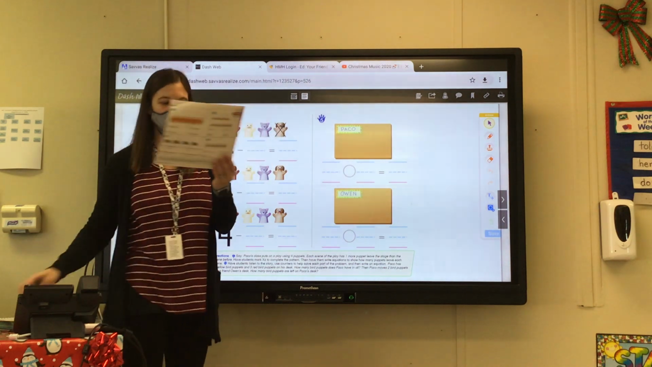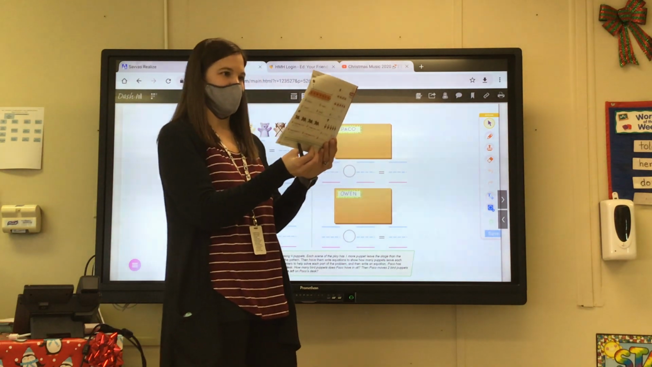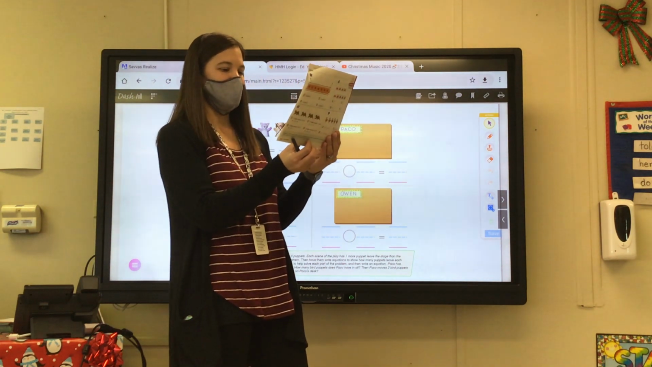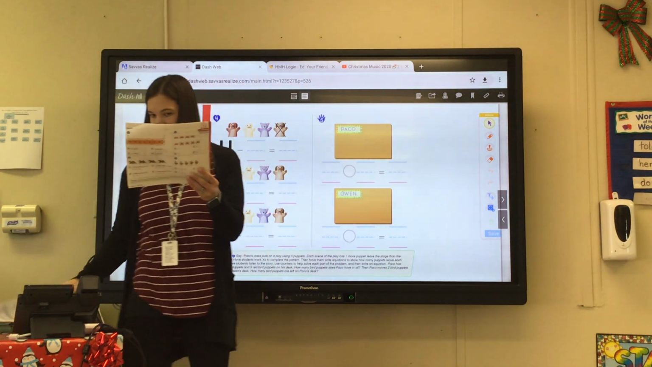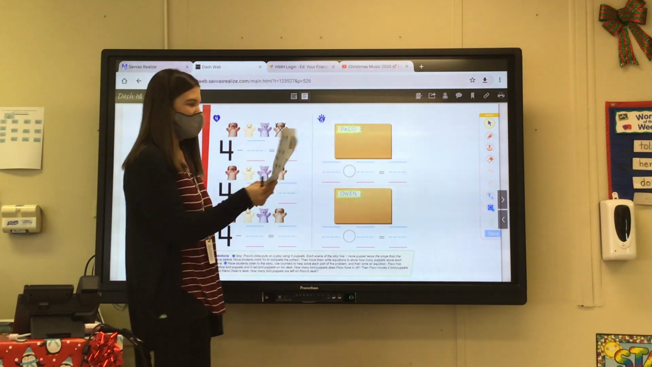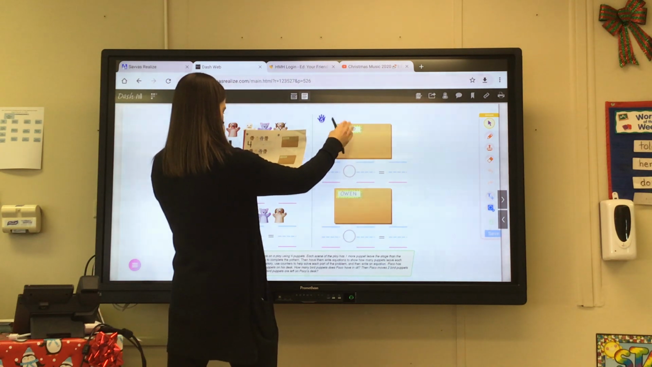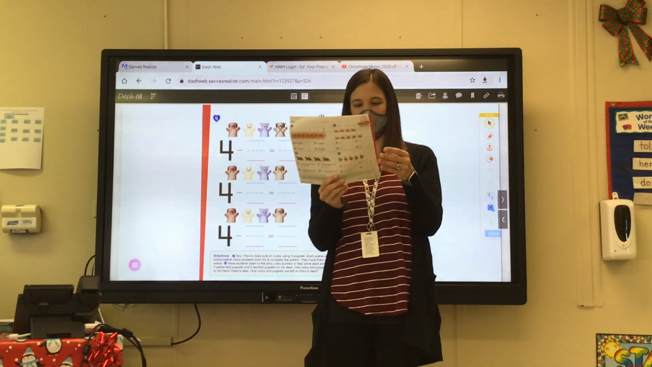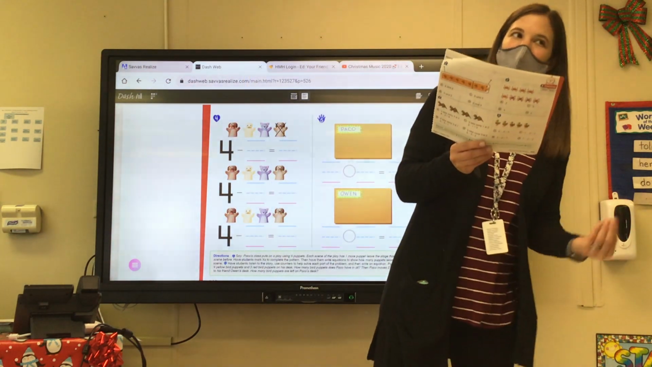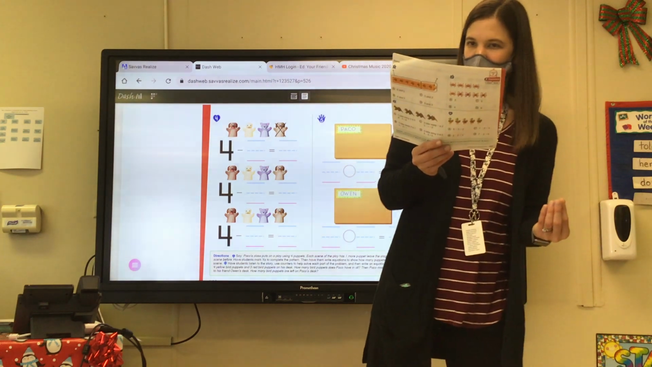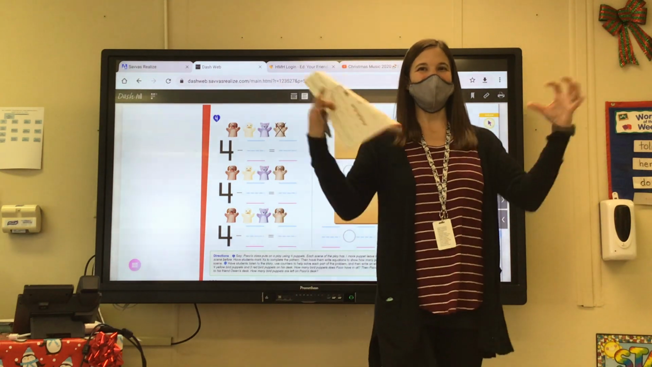Paco has 4 yellow bird puppets and 3 red bird puppets on his desk. How many bird puppets does Paco have in all? So let's look at this first one. Up here on his desk, give Paco 4 yellow bird puppets with 4 circles. Draw your counters. And then he also had 3 red bird puppets. So we have to draw 3 more counters. We have 4 and then 3, and we have to find out how many he has in all.